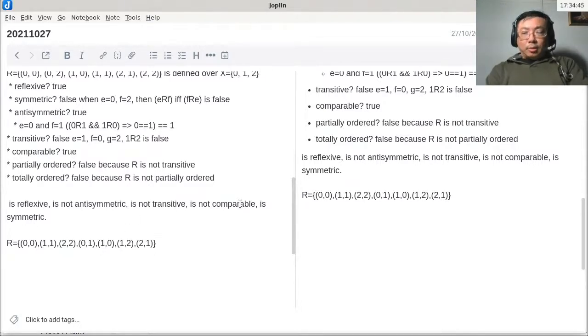Is it not comparable? It is not comparable because 0 and 2 are not related in any way. 0, 2 is not here, 2, 0 is not here either. Is it symmetric? It is symmetric. So this is the answer. I totally confused myself earlier. This is the answer. So are we good?